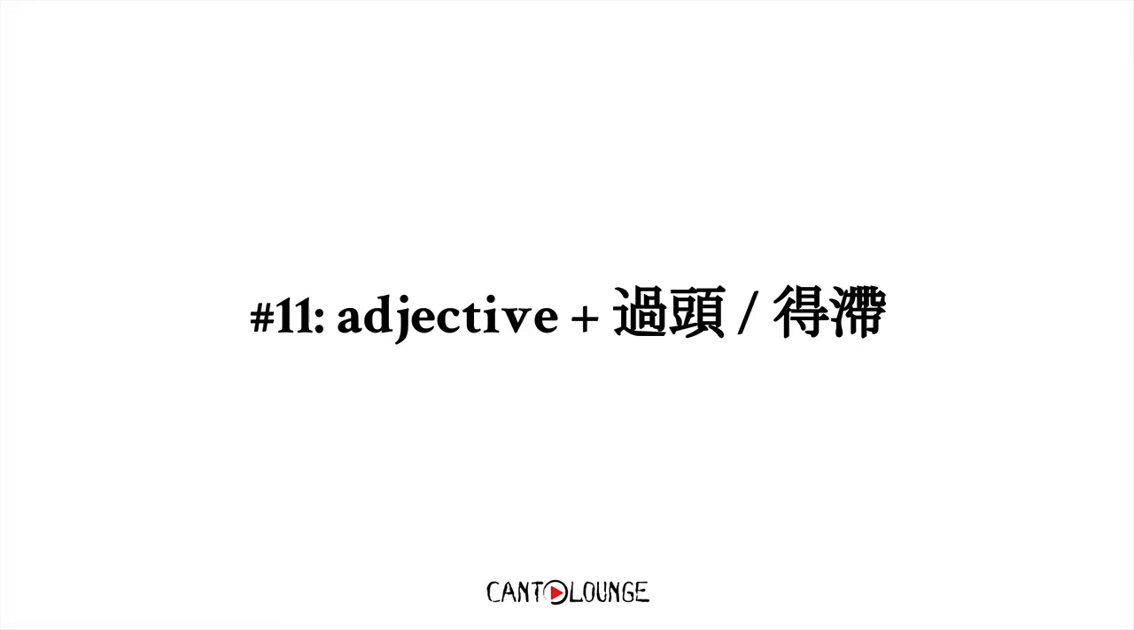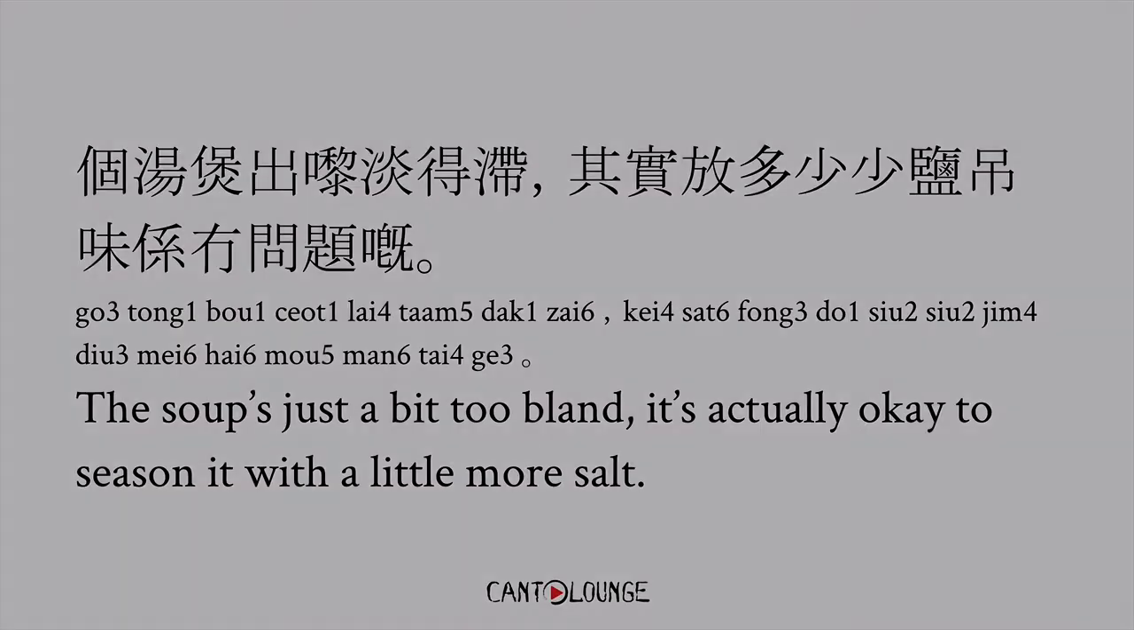This actually means too much of something as well. But if you compare the previous pattern, 太, with 過頭 or 得滯, 過頭 or 得滯 probably implies an even greater extent than 太. Okay. And remember the word order as well. 太 comes before the adjective, whereas 過頭 or 得滯 comes after, even though they mean practically the same thing.